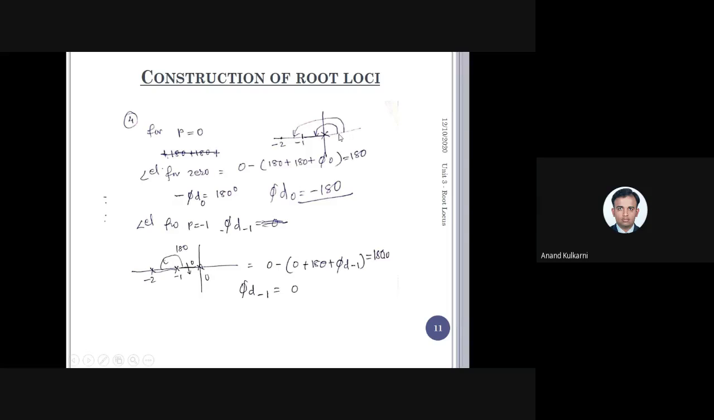See, minus 180 means this way, plus 180 means this way. Both are the same. That means what you get from that is this pole will go along the 180 degree line. The 180 degree line means this way only. So it will go towards the left. That means the root locus starting at 0 will go towards the left.